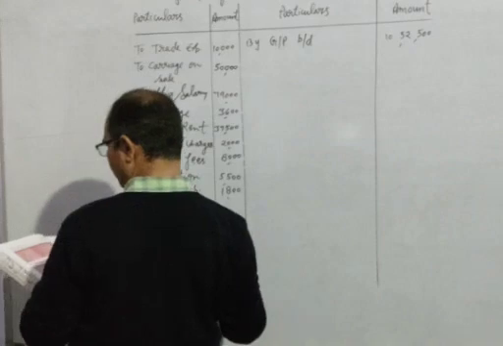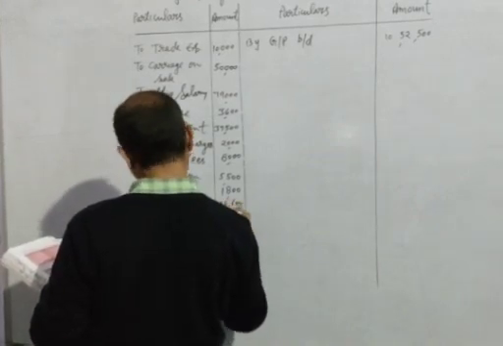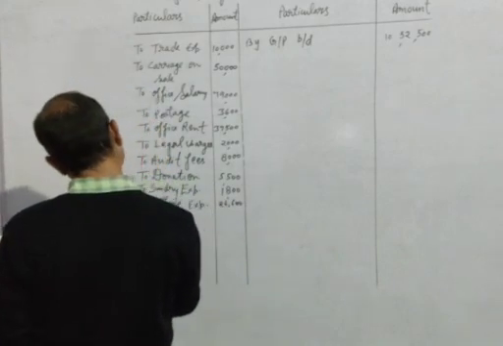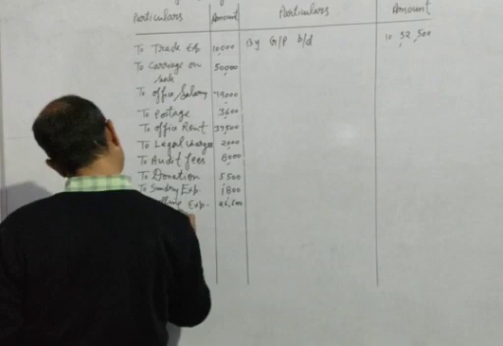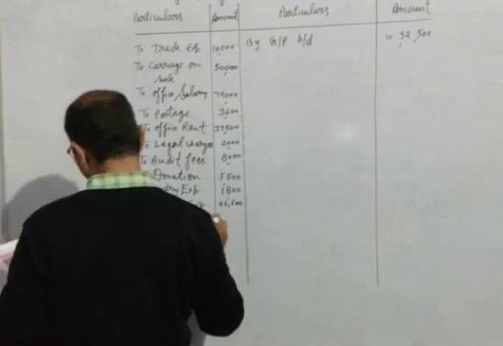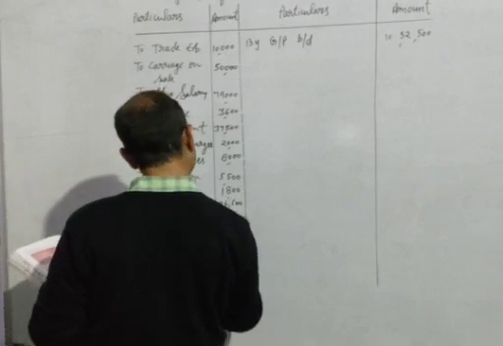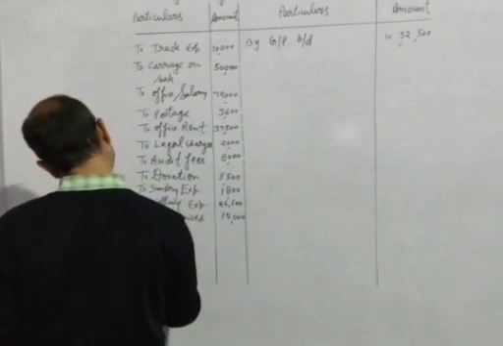Next is selling expenses. The amount is 26,600. Next is discount allowed, and the amount is 15,000. Next is lighting.